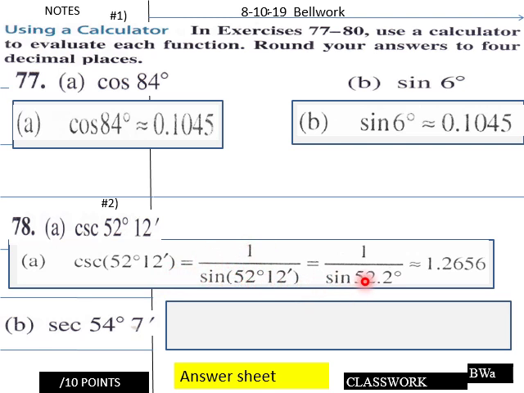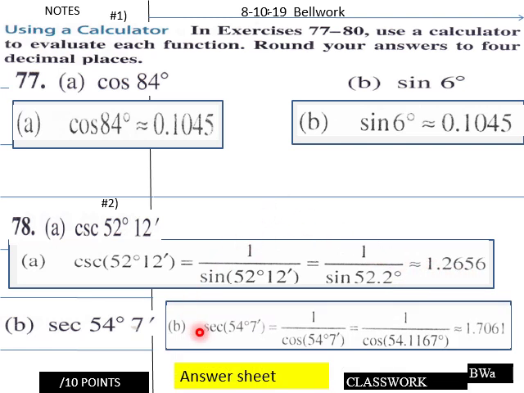And then that will become 52.2. This 0.2 is 1/5 of a degree, since 12 minutes is 1/5 of a degree. And then that will give you 1.2656 radians. And then secant down here is 1 over cosine.